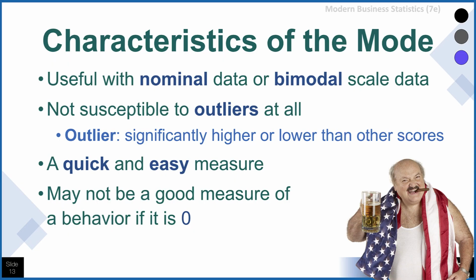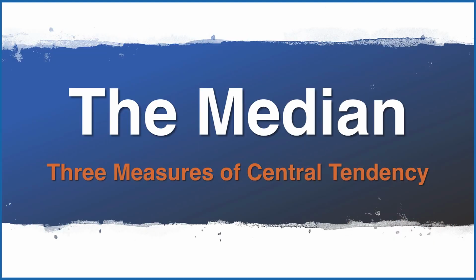If I ask you, how many cigars have you smoked in the last month? And I go around the room, most people say 0. I might have a handful of people, 1 or 2 people that say 2 or 3. The most commonly occurring score is 0. And so we don't really learn very much about the distribution from that mode of 0. We'd probably want to use a different type of measure.